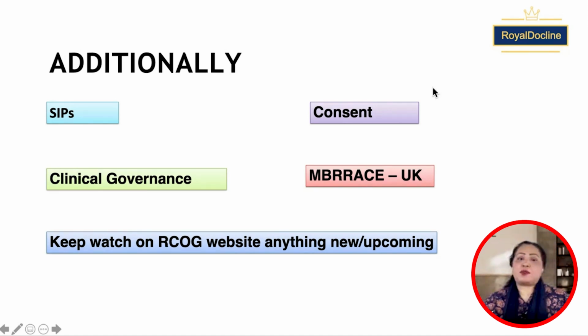This is very important. Then keep watch on the RCOG website about any new thing, any news, any publication, anything which is upcoming. Off and on, you have to go through the RCOG website once or twice in a week to see if there is anything new coming. For example, some guideline may be archived and a new guideline will be coming. Any new thing which the college is trying to tell you, you have to keep watch on the RCOG website.